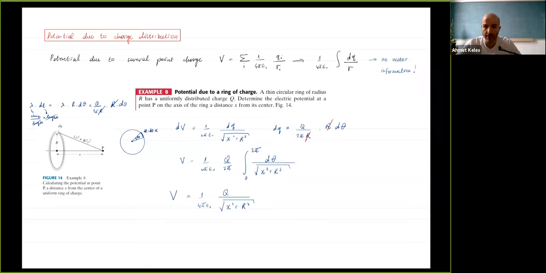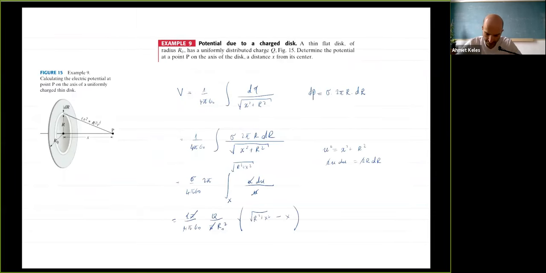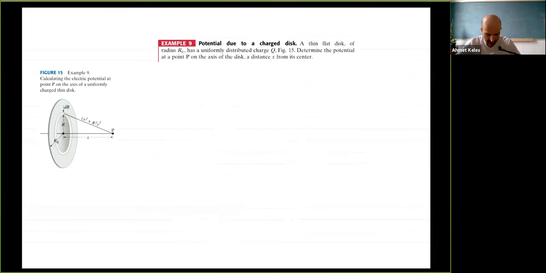Let's do another example. Maybe I can delete this. Here's the most reasonable thing you can do: you have the ring, so you can sum rings. This is the question about that: potential due to a charged disk. Previously, we calculated the electric field due to a disk. Now we are going to calculate the potential. A thin flat disk of radius R0 has a uniformly distributed charge Q, as in this figure. We want to determine the potential at a point P on the axis of the disk, a distance x from its center.